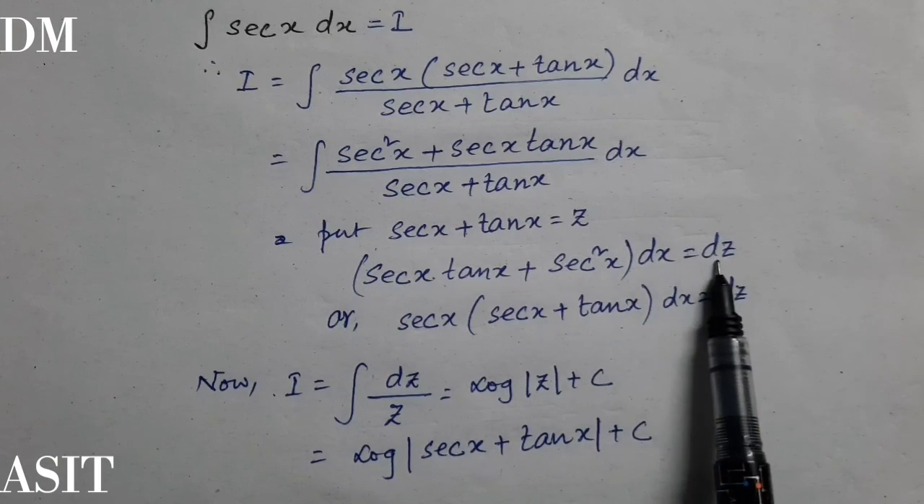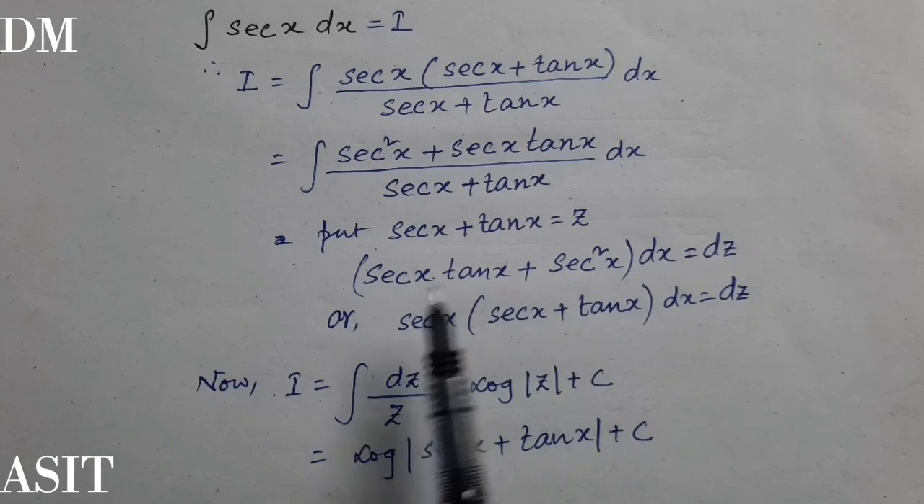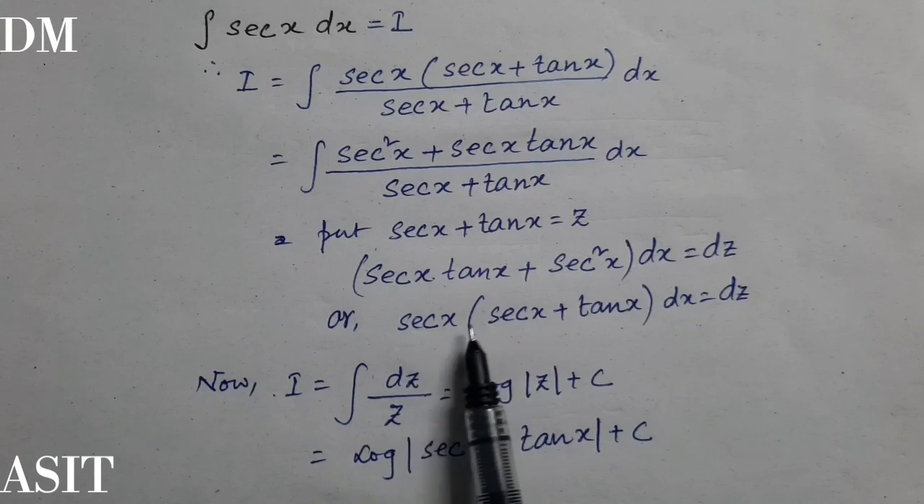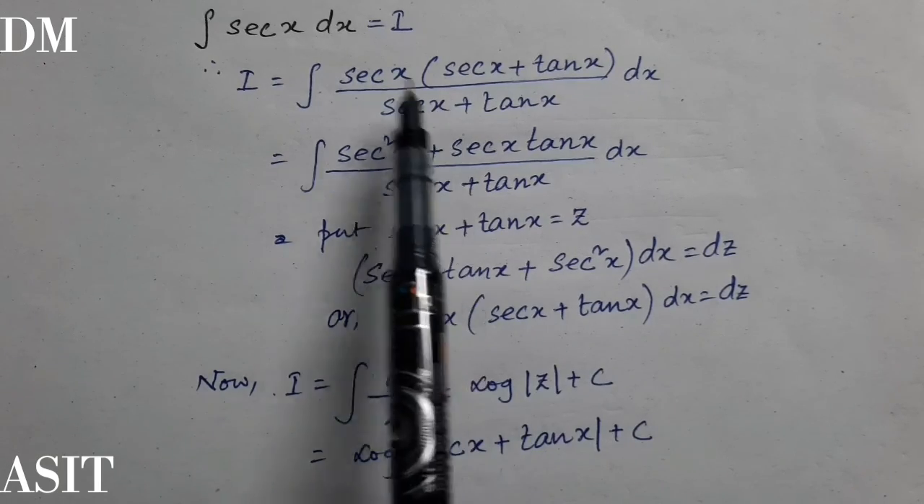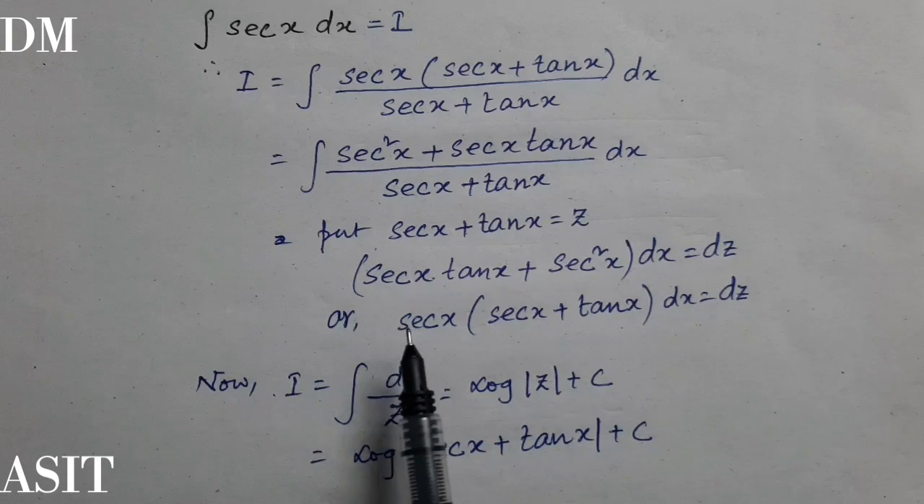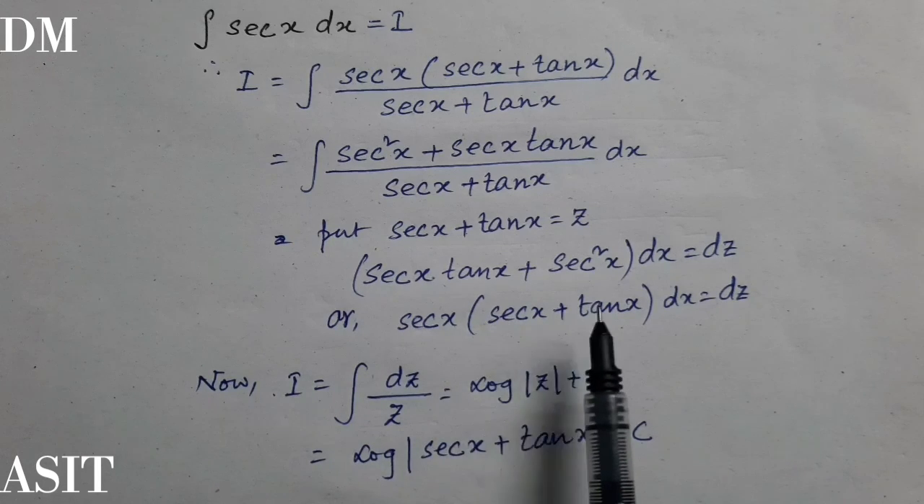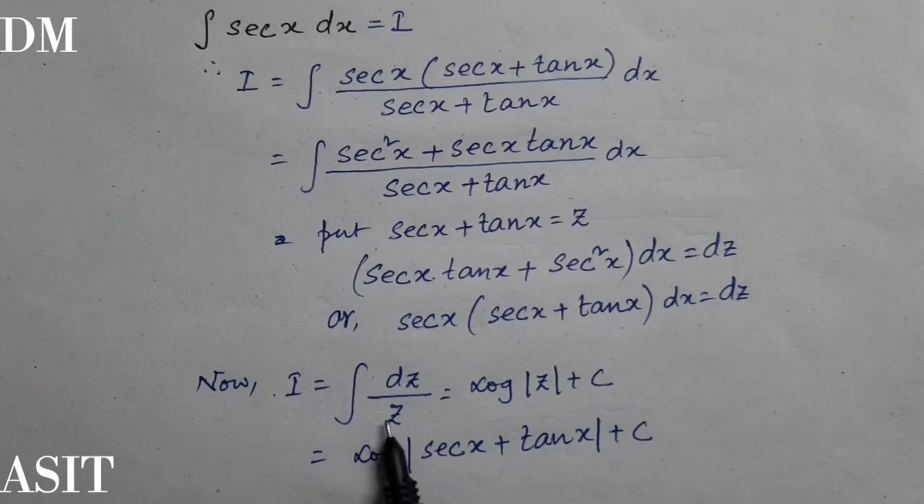So if we differentiate both the sides, we get secant x tan x plus secant square x dx equals dz. Now from these two terms we can take secant x common, so it will be secant x into secant x plus tan x, which is the numerator of this integration. Therefore secant x into secant x plus tan x dx equals dz. Hence I equals dz by z, which equals log mod z plus c. Hence we can write log of mod secant x plus tan x plus c.